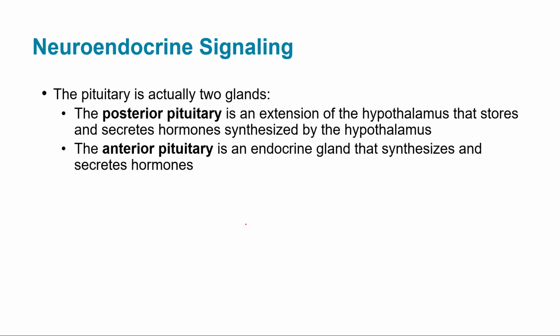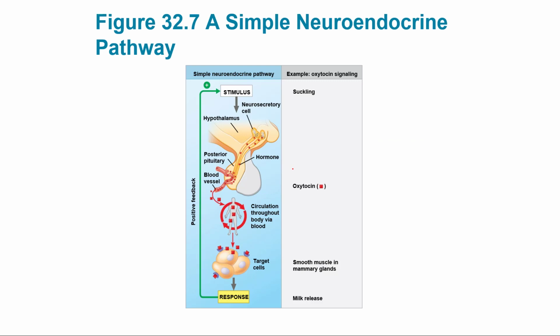Now, it can get more complicated than that. So let's look at another example. The pituitary gland. The pituitary gland has two parts, the posterior pituitary and the anterior pituitary. The posterior pituitary stores and secretes hormones that were made by your hypothalamus. The anterior pituitary is a gland that makes and secretes various hormones. So here's what it looks like. It's like a two-lobed structure.